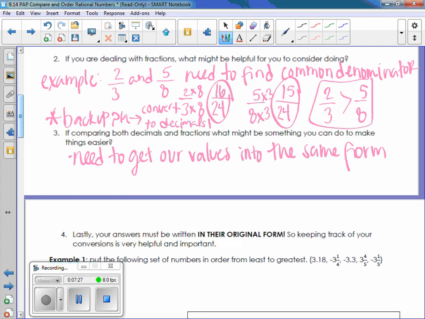And then lastly, number 4, this one's really important. Your answer must be written in its original form. Staying really neat and organized helps you not be confused on which number went with which number. So I'm going to show you how I do it to help me not get confused. It does take a lot of space and it does take time, but you don't make silly errors.